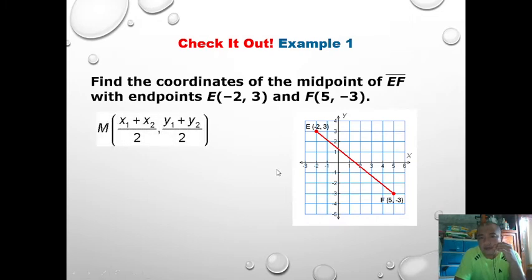First, plot the points E (-2, 3) in quadrant 2 and F (5, -3) in quadrant 4, connecting the points, forming a line segment EF. So what do you think is the midpoint of this line segment?